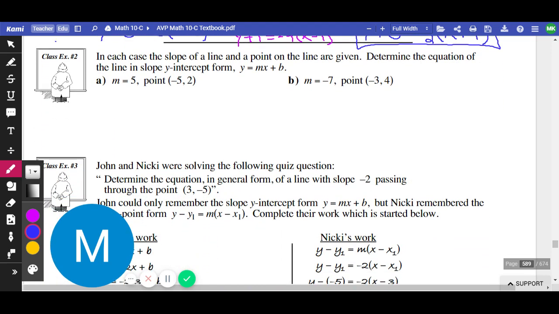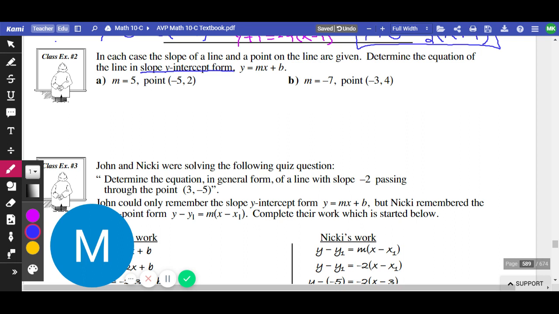Fantastic. Classic example 2. In each case, the slope of the line and the point of the line are given. Determine the equation of the line in slope y-intercept form. These are the questions that are tricky. They give you some information. They say create slope y-intercept form. So people look at this and they instinctively try to create slope y-intercept form, when realistically you can't. You cannot take this and create slope y-intercept form because you have a slope and a random point.